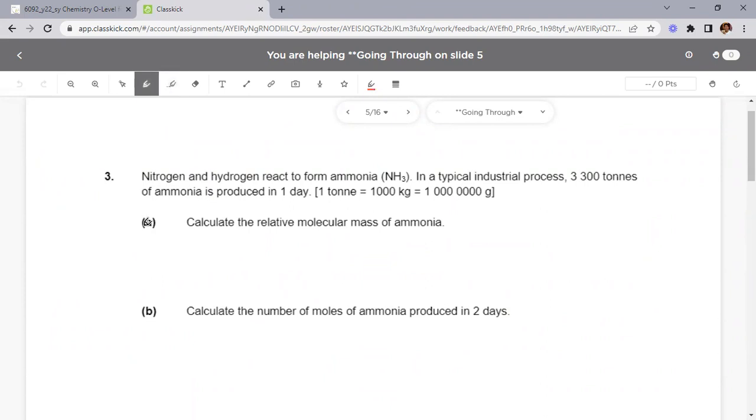I think let's change this question a little bit. I don't want you to calculate relative molecular mass. I want you to find for me the molar mass of ammonia. So maybe take the next 1 minute, go and try now. What's the molar mass of ammonia? I'm going to pause the recording to give you that 1 minute to go and try.